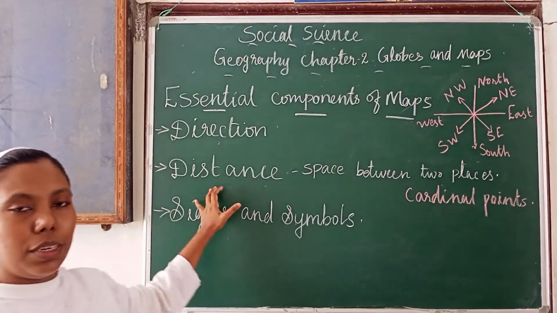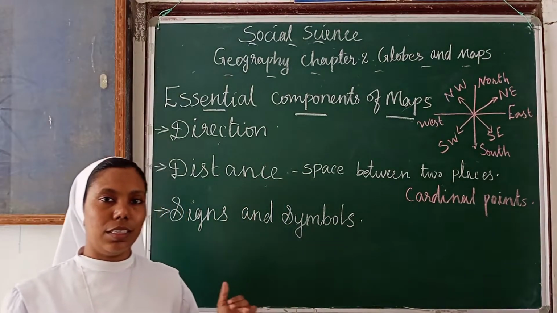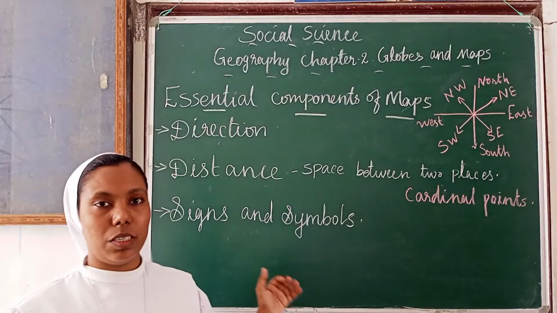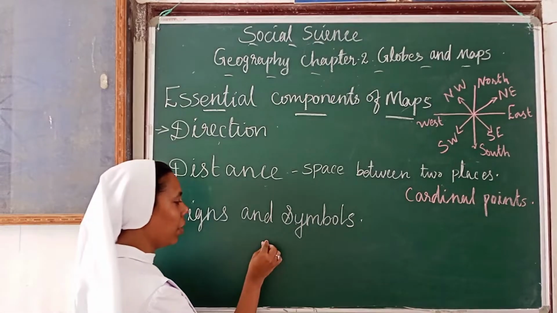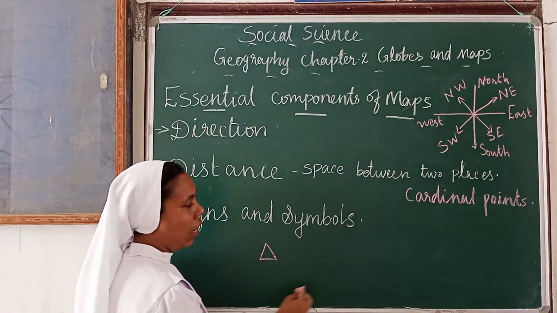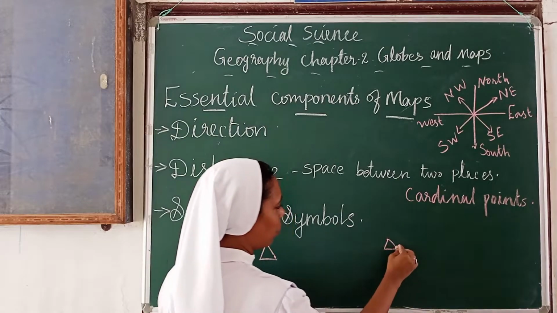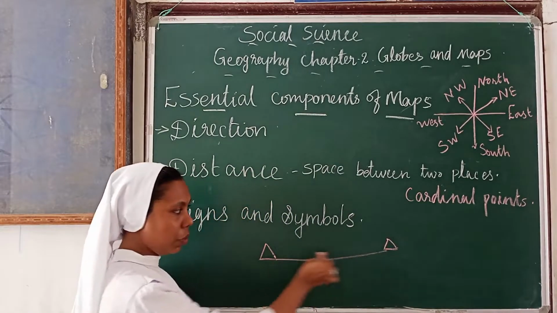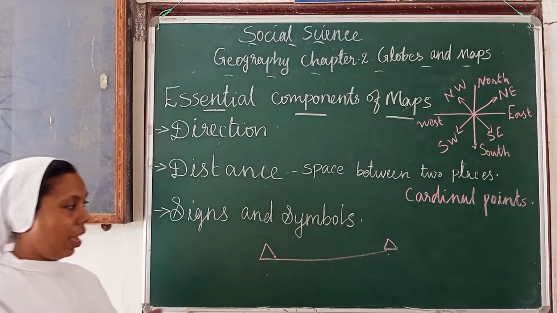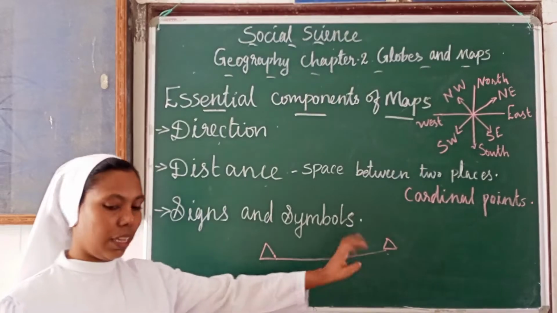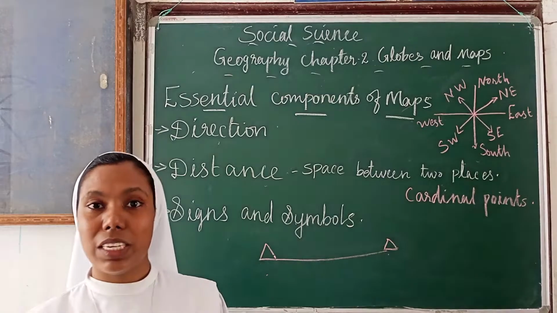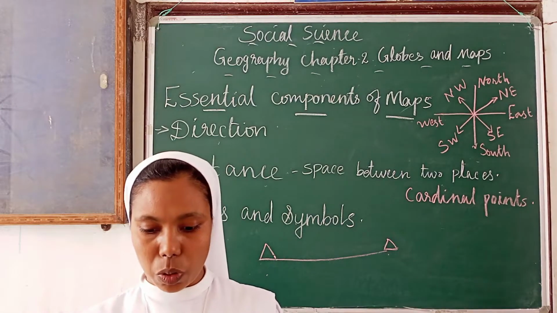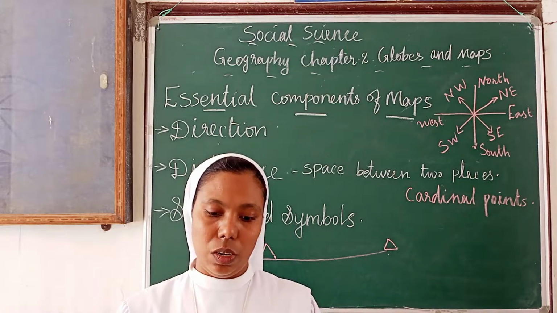Next one is distance. What is distance? The space between two places is known as the distance. You see here, maybe your house is here and the market is here, and the space from your house to the market is called the distance. The distance can be short or the distance can be long.